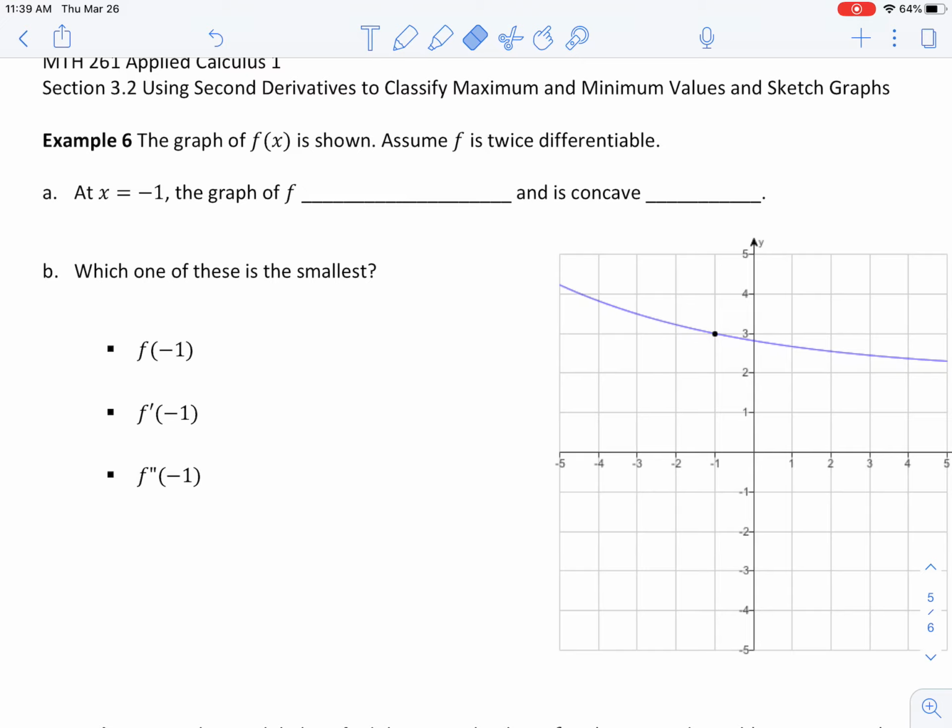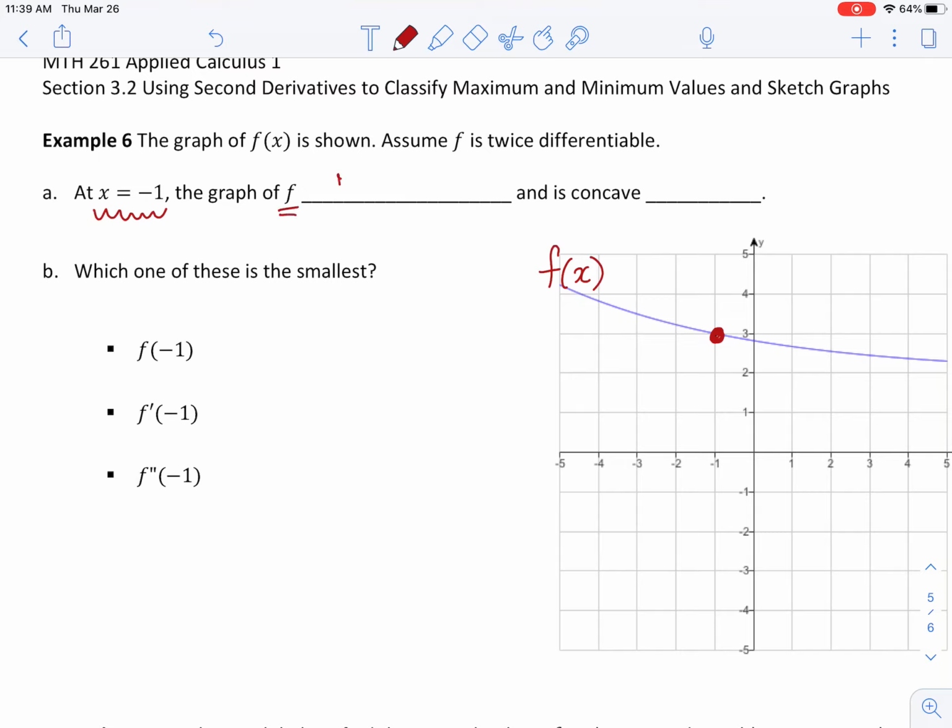The graph of f of x is shown. Assume f is twice differentiable. So here's our graph of f of x. And what they are saying is twice differentiable, we can find the first derivative and we can find the second derivative. They are saying at x equals -1, that's the point they're interested in. x equals -1. I have a point right here.